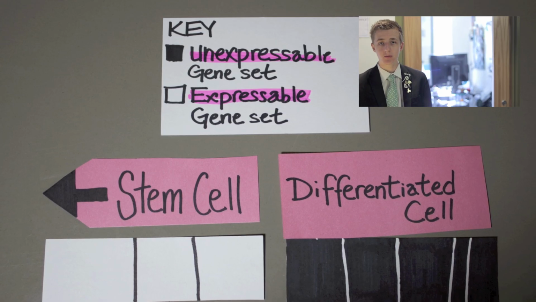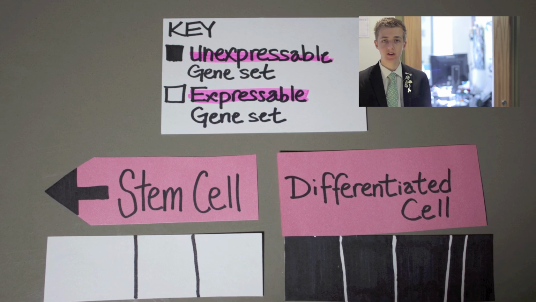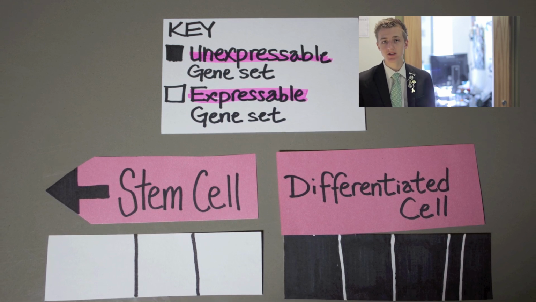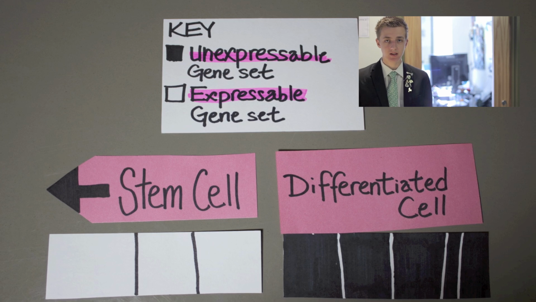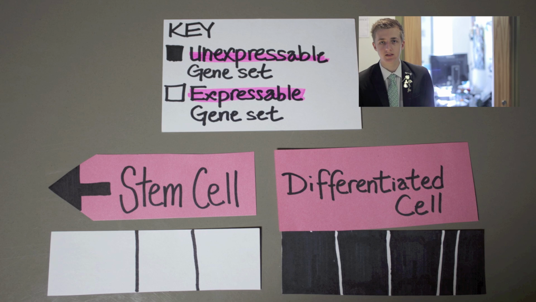Because the stem cells are much more activated, or at least have the potential to be activated, than the differentiated cells, this means that the stem cells can become a lot of different things, whereas the differentiated cell is stuck in its one role or position inside the body.